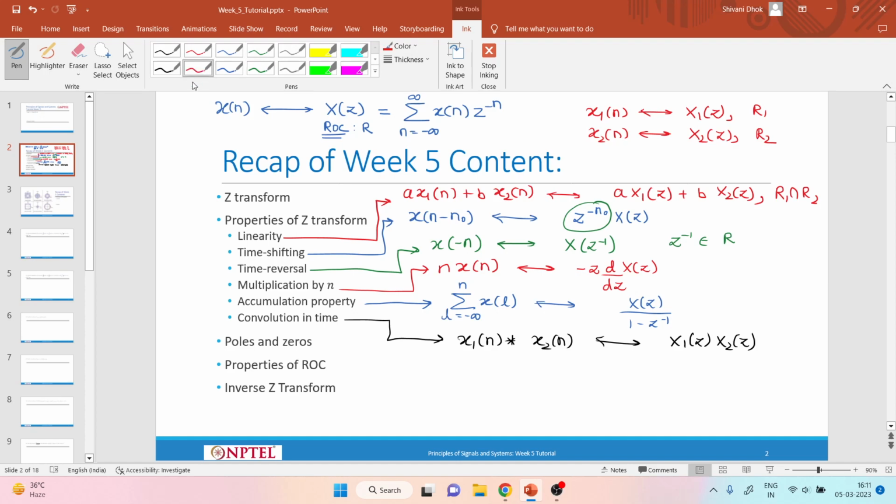And next thing that was discussed was poles and zeros. So we know that this Z transform of any signal, or let's say any system h of z, is generally of the form numerator polynomial N(z) upon denominator polynomial. Then roots of numerator polynomial are zeros, and roots of denominator polynomial are known as poles. Zeros can be a part of ROC, but poles are not in ROC.